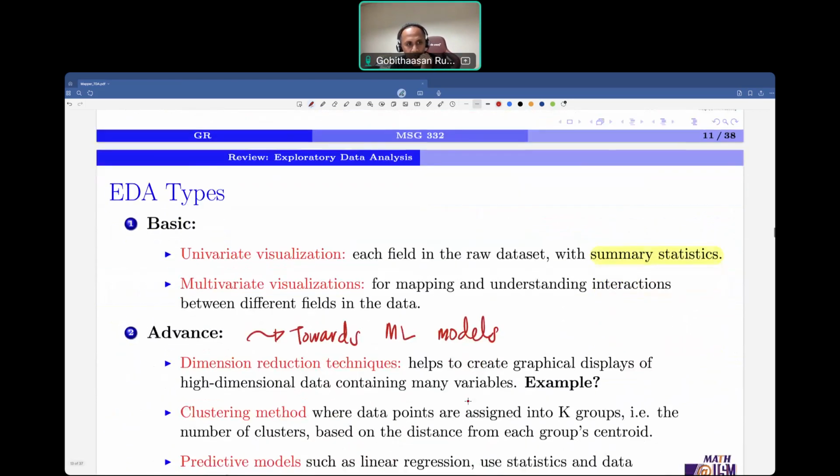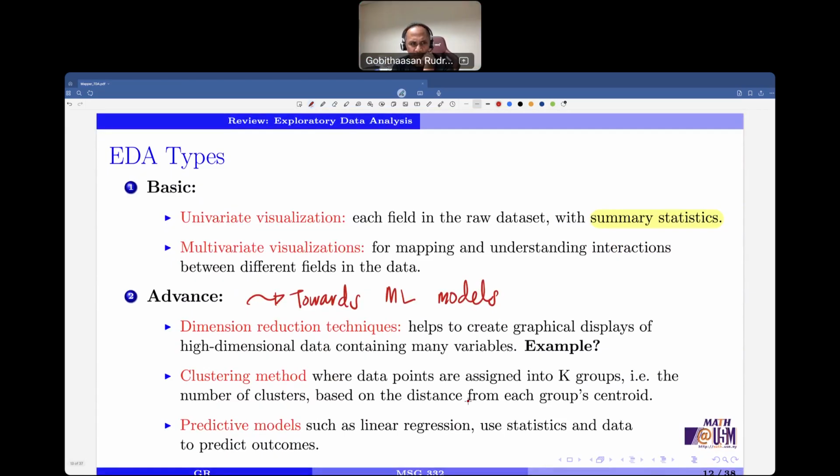Now, there are a few types of EDA. One is univariate visualization, as simple as a box plot. You take each feature and look at its mean, median, mode, Q1, Q2, Q3, Q4, and whether there is an outlier. That is univariate, looking at just one. Whereas you can also do multivariate, comparing both, looking at correlation, for example. The advanced ones move towards dimension reduction, clustering, prediction models, and so on, which are more machine learning work.